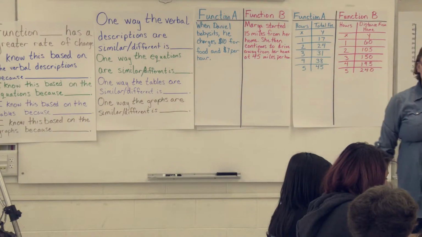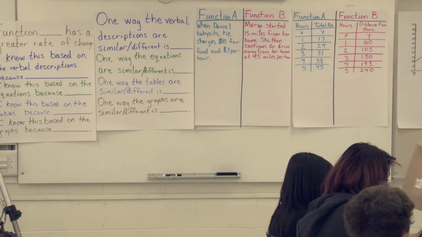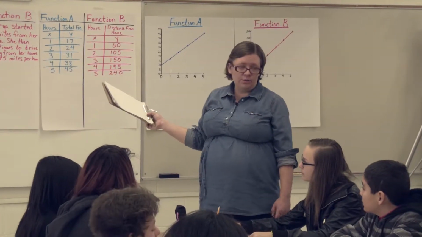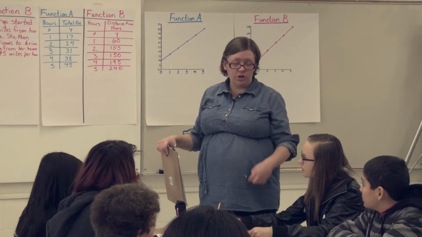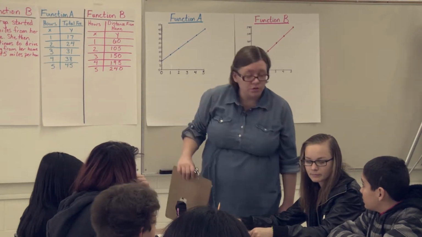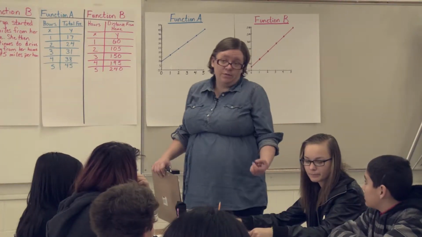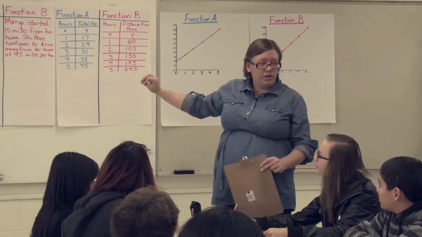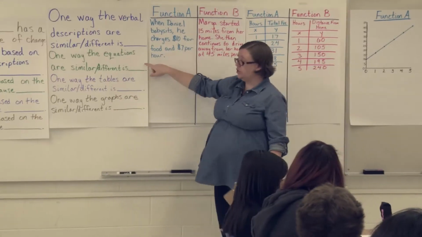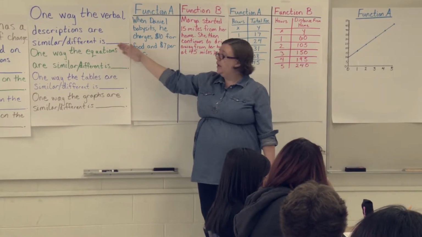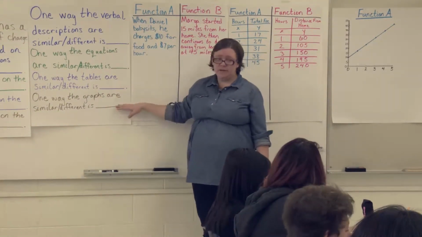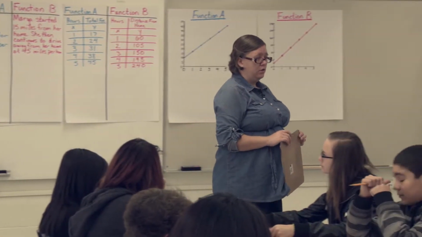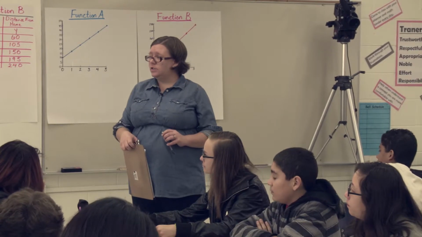So when Courtney's talking to Josh, she's going to say, one way the verbal descriptions are similar, and she's going to explain what she wrote. And then Josh will say, one way the verbal descriptions are, he chose a different, so they have a similarity and a difference. Then they're going to go to the equation one. One way the equations are similar or different is. And then to the table one, and then to the graph one. Make sure that both partners get an opportunity to speak. What are your questions?